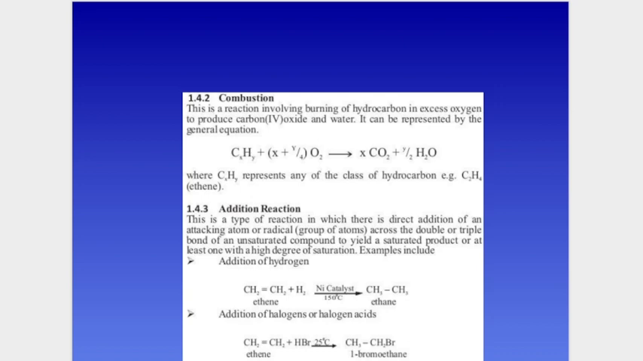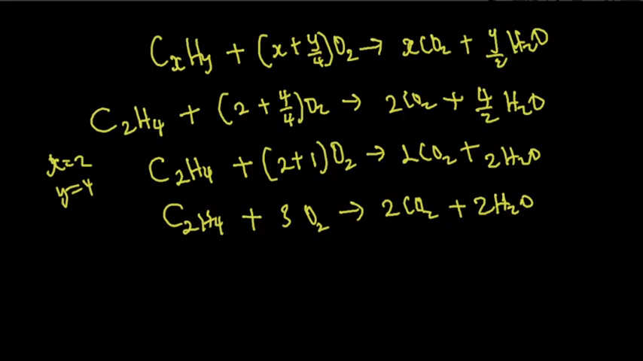So the implication is that when addition is occurring, you are increasing the saturation or converting it to a saturated compound. So take for instance, if we consider hydrogenation of ethene, let's consider that reaction. If you consider hydrogenation of ethene, let's say you have C2H4. Let's outline the bonds. So you have this.